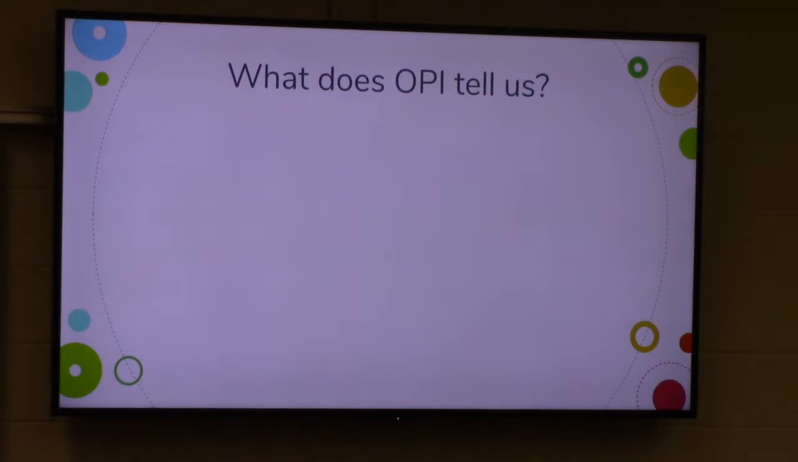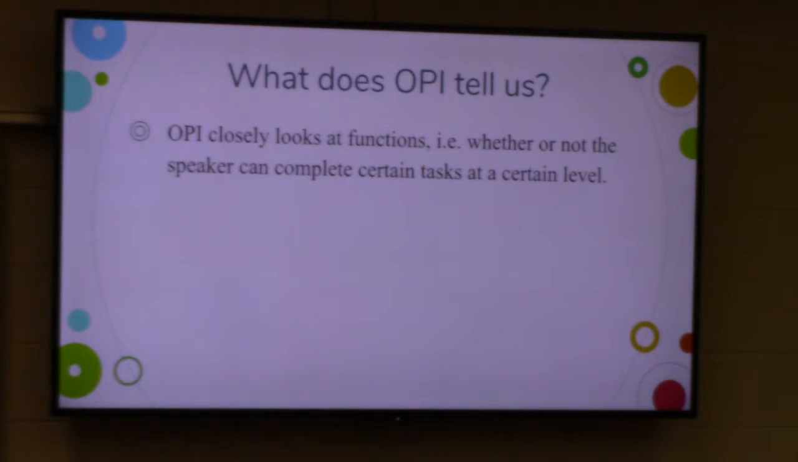So, after we examine all those criteria, what does OPI really tell us? And as an instructor, what can we do to train our students to be able to produce those languages? Okay? So firstly, OPI really closely looks at the functions, meaning how a speaker can deal with real-life tasks and situations and conversations. Okay?